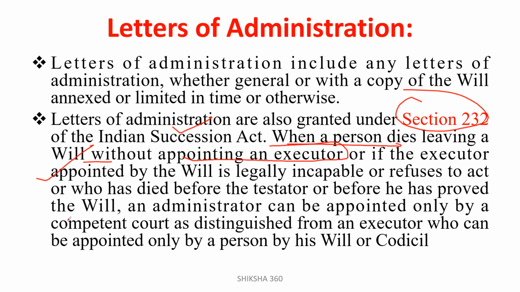So when a person dies, leaving a will without appointing an executor, or if the executor appointed by the will is legally incapable or refuses to act, or has died before the testator or before he has proved the will, an administrator can be appointed only by the competent court, as distinguished from an executor who can be appointed only by a person by his will or codicil. So here two different things you have to understand. Administrator is to be appointed by the court, and executor basically by the will or the codicil.